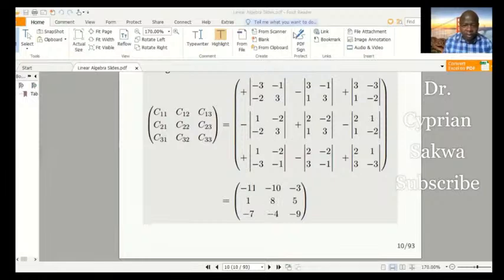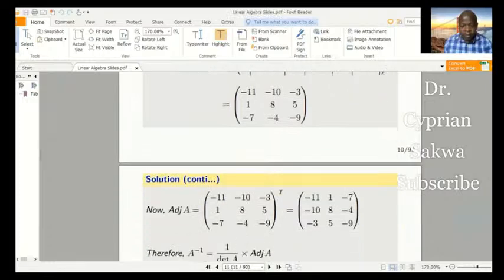Now, we find its adjoint by finding the transpose of this matrix. So this is the matrix we have. Let's find the transpose. Make this first row to be the first column, this second row be the second column, and this third row be the third column. So this is the adjoint matrix.